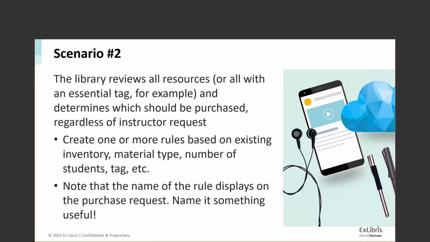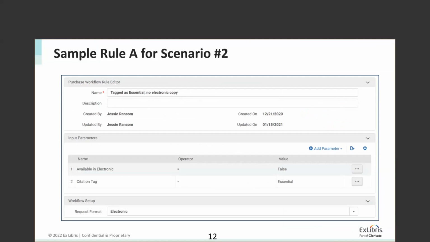So this is just a different example. I mentioned this already, but the name of the rule displays on the purchase request. And here we can see a sample rule for this one. This is also not all that complicated: tagged as essential, no electronic copy. We can see here available on electronic equals no. We don't already have electronic inventory for this, and it's been tagged as essential. So we want to place a purchase request for it. Your input parameters here are combined with a Boolean AND. So both of these conditions have to be met to trigger the rule.